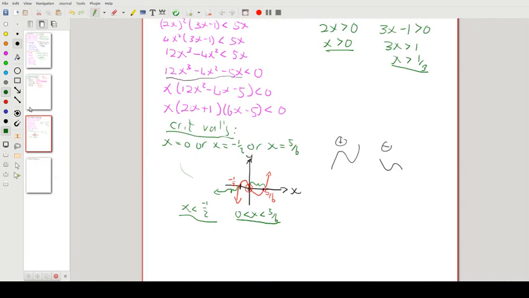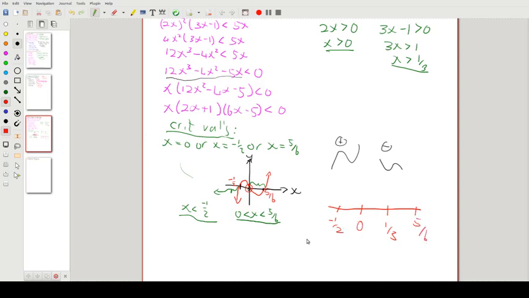Now let's do that on a number line. So here's our number line, and we're going to fill in our values. So our values, the smallest one of all of these is negative a half. So we're going to put negative half. Then we've got 0. Then we've got 5 over 6 and 1 over 3. So we've got 1 over 3. And we've got 5 over 6. Okay, so that covers all the values we need.